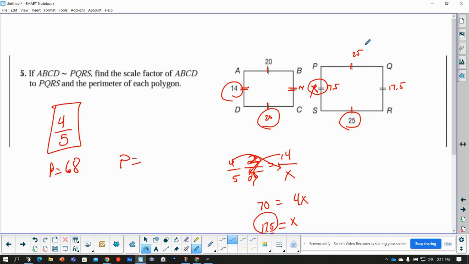Perimeter of the other one, I'd have to do 25 plus 25, that's 50. 17.5 plus 17.5 is 35. So it'd be 85. Now, let's say instead of finding that side, I would have done it the way I did the last time. Notice last time I took the scale factor and I put the perimeter of the first one and the perimeter of the second one. Let's see if we get the same thing.